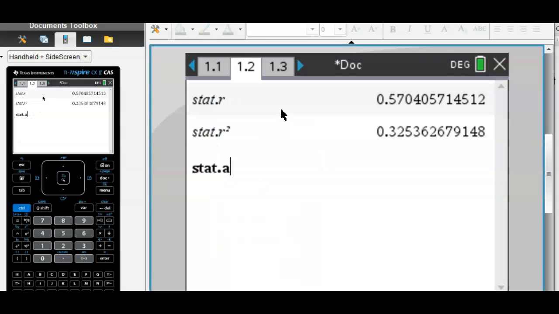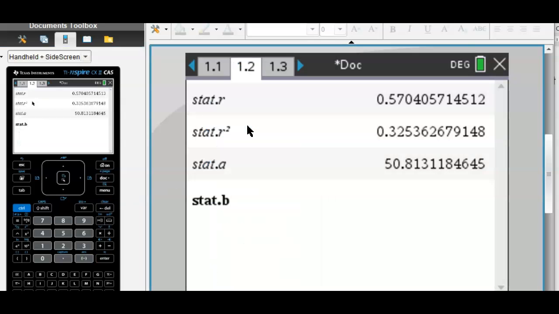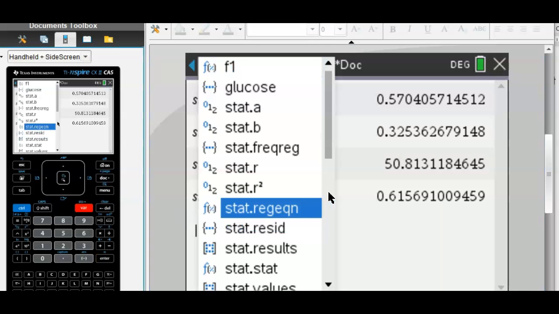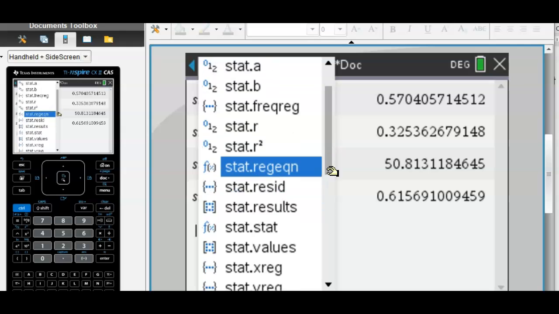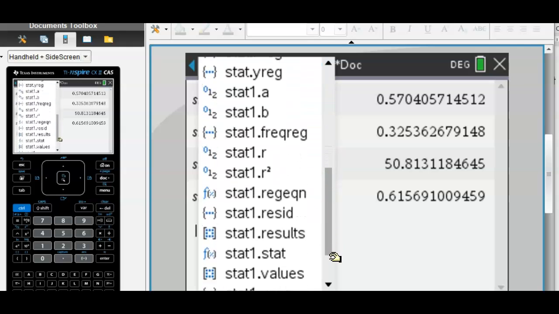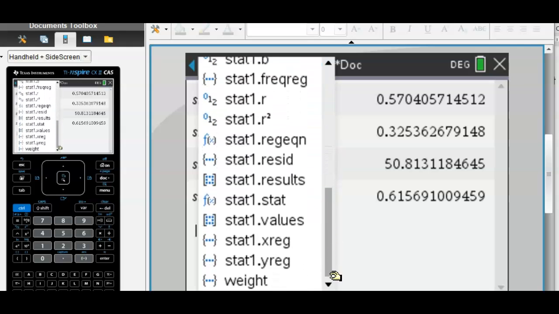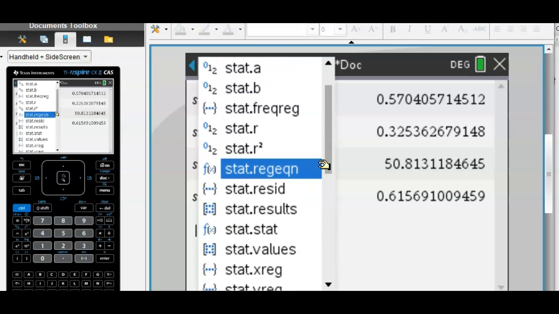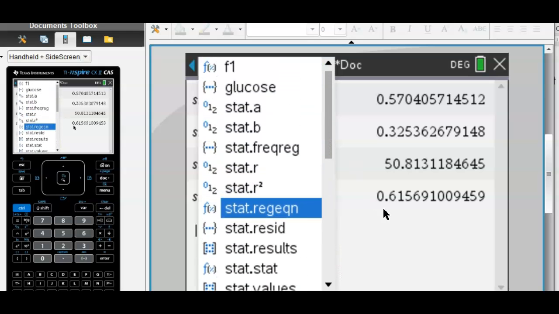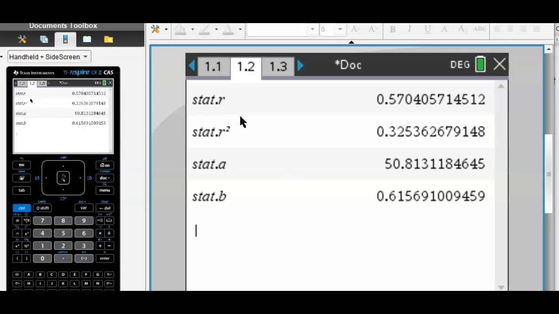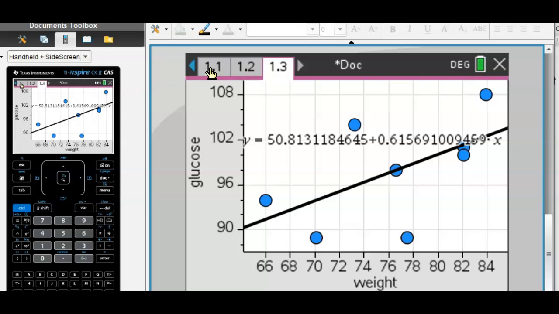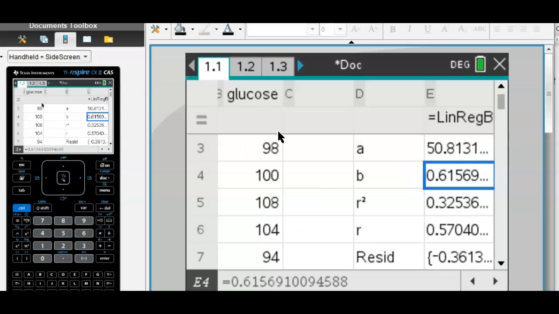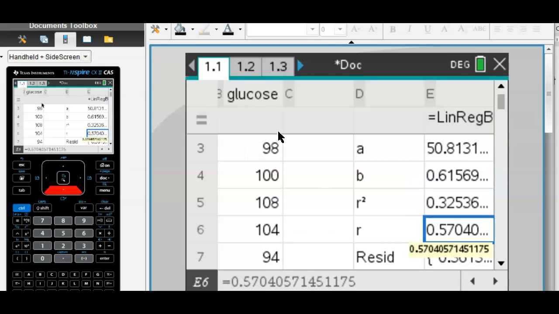Your value of A, your value of B, but you've already calculated all those things, so you're kind of just doing the same thing again. Just see what else is on here. Anything worth noting? Not really. Okay, so another way of doing it, but I would do it through your stats list, getting R and R squared.